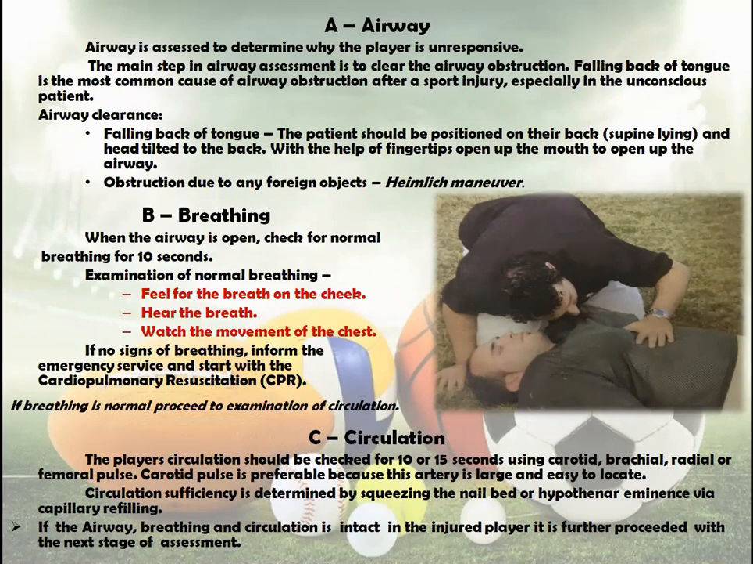Airway clearance for a tongue falling back is done by positioning the patient in supine lying with the head tilted back and opening the mouth by pushing the chin down using the fingertips. In case of obstruction due to foreign objects, the Heimlich maneuver is used. The Heimlich maneuver, also called abdominal thrust, is a first-aid procedure to clear an obstruction from the windpipe by sudden strong pressure over the abdomen between the navel and the rib cage. This force lifts the diaphragm and expels air from the lungs, thereby causing the foreign object to be expelled.